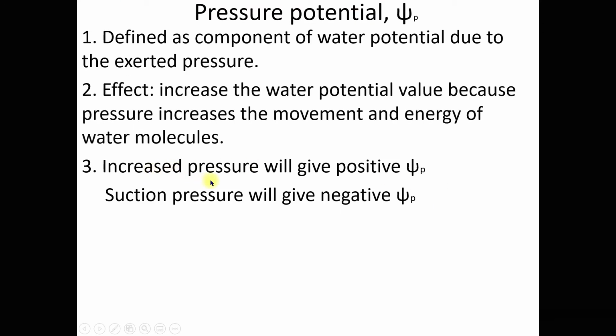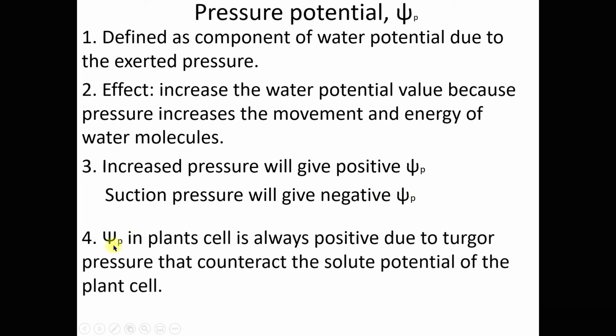Increased pressure, or when pressure is being applied to an environment, usually gives positive pressure potential. Suction pressure, like what I explained earlier, gives negative pressure potential. Both positive and negative pressure potential influence the total water potential of a solution or an environment. Pressure potential in a plant cell is always positive due to the turgor pressure that counteracts the solute potential of the plant cell.